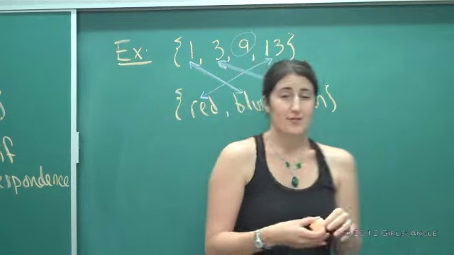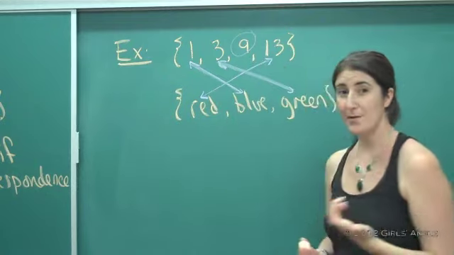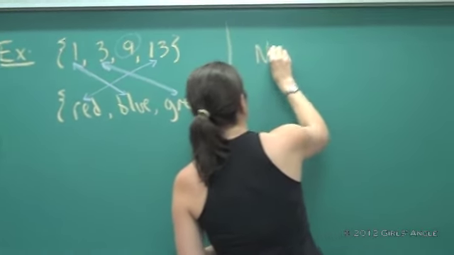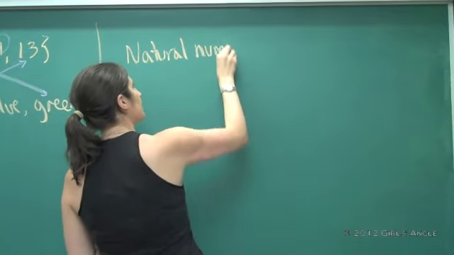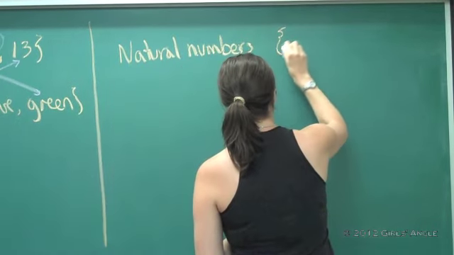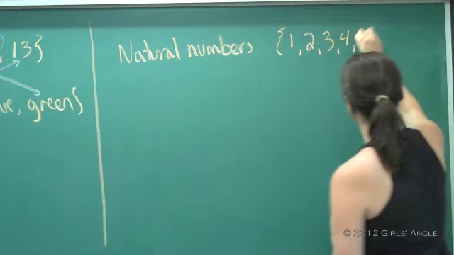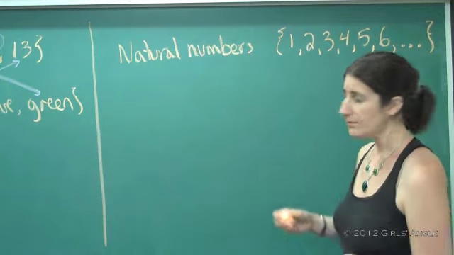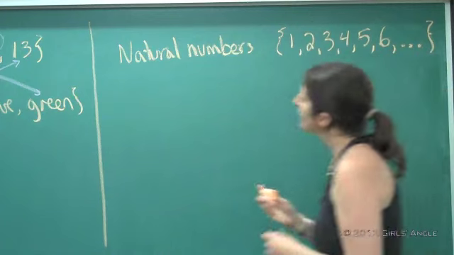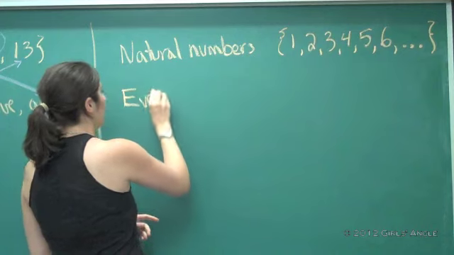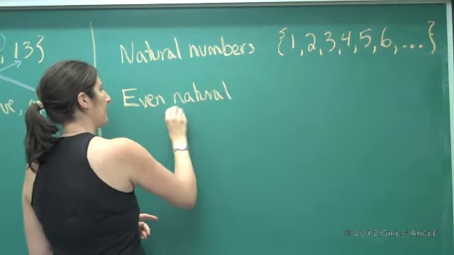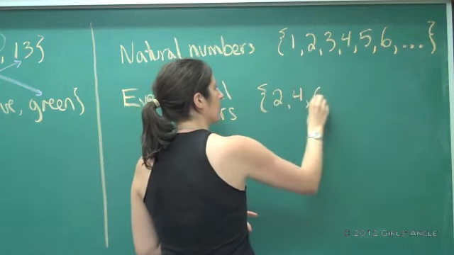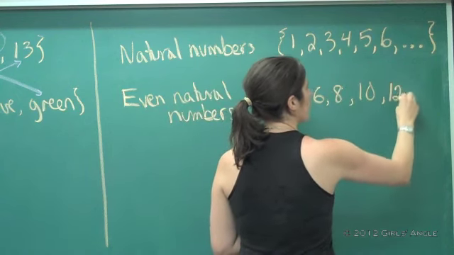But in math, we're often really interested in sets with infinitely many elements. Some of them are probably familiar to you. Let's look at some important examples. So first of all, we could consider the natural numbers. Remember the natural numbers, this is the set that starts 1, 2, 3, 4, 5, 6, and I put dot, dot, dot, meaning we keep going like that. So we have all of our natural numbers here. I could also look at just the even natural numbers. The even natural numbers are the set that starts 2, 4, 6, 8, 10, 12, and so on.